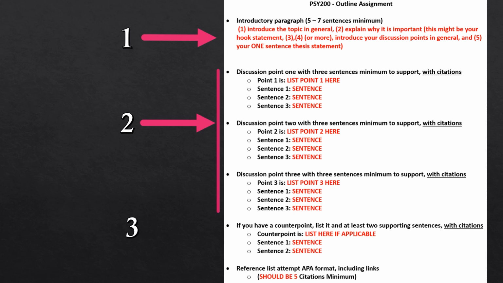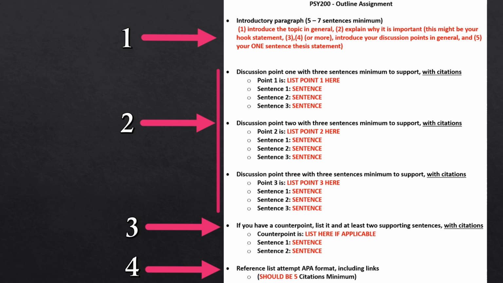Step 3, if you have a counterpoint, you will list it, and then you will list a source, a citation to back you up, because you do want to have evidence supporting your counterpoint if you have one for your paper. And not all papers are going to have one, but if you do, you should have evidence to support it.